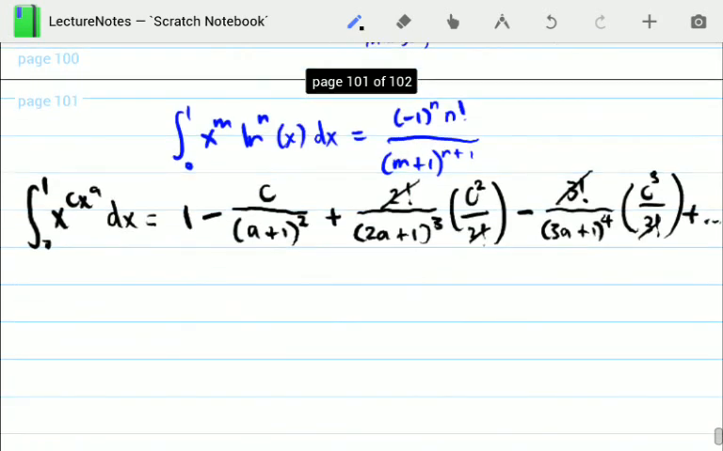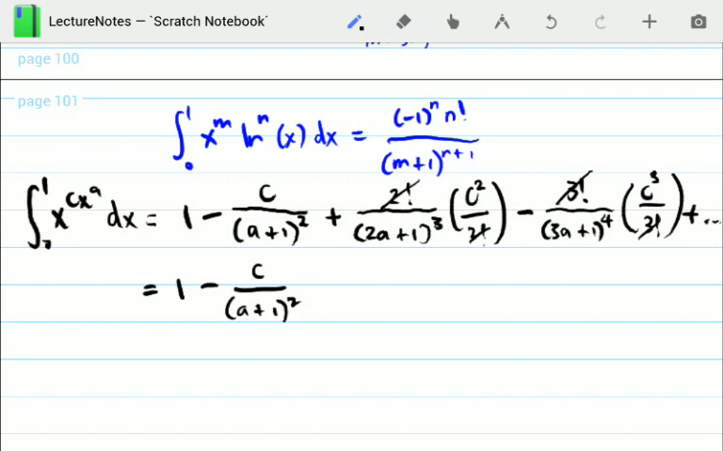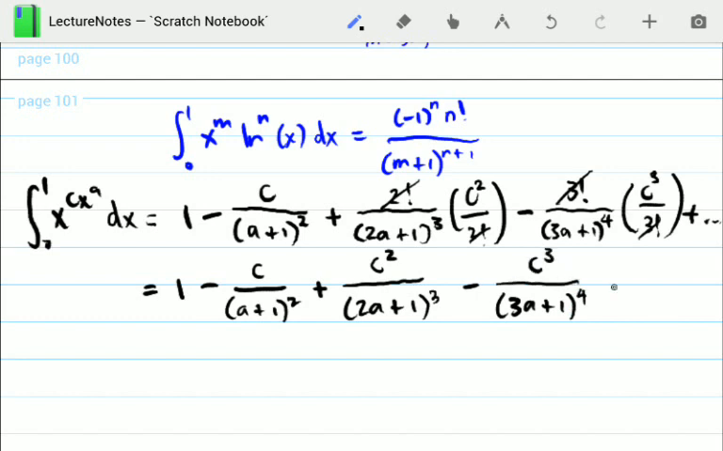Okay, and so now we can simplify this to give us 1 minus c over a plus 1 squared, so the factorials will cancel. This will give you in the denominator 2a plus 1 cubed, and then c squared in the numerator. For the fourth term, we have 3a plus 1 to the fourth in the denominator, and then c cubed, and so on. So you get the pattern, okay?